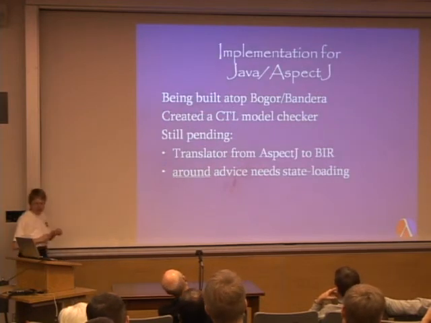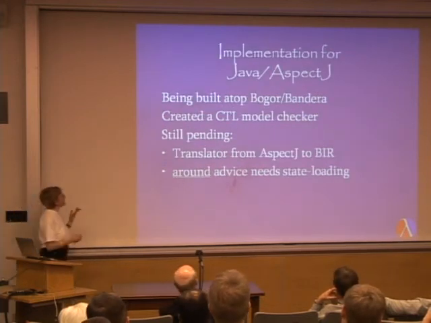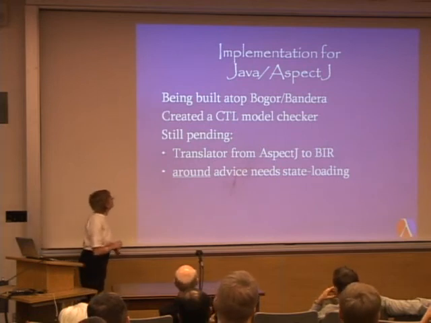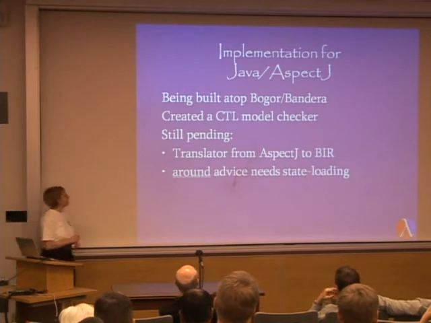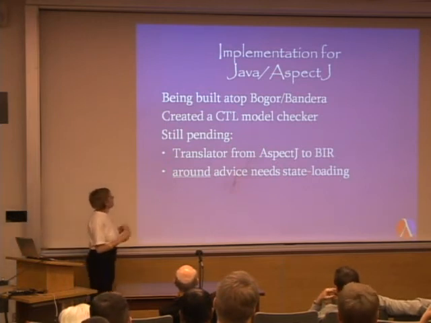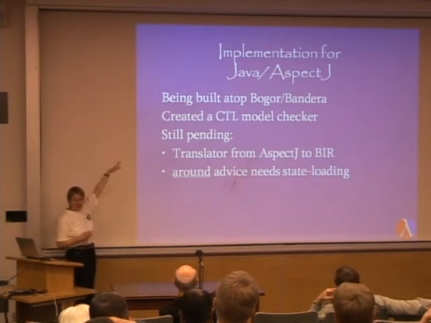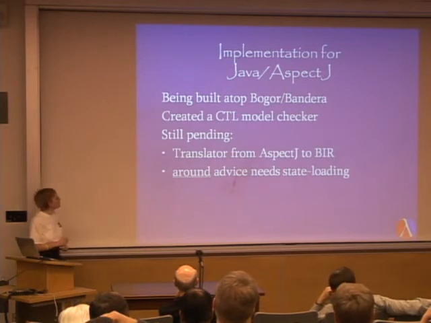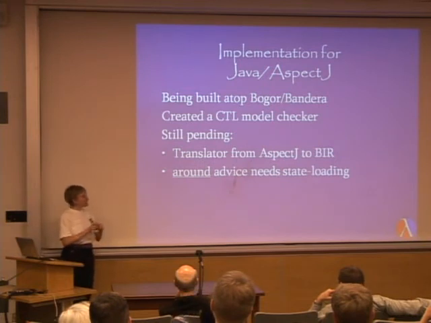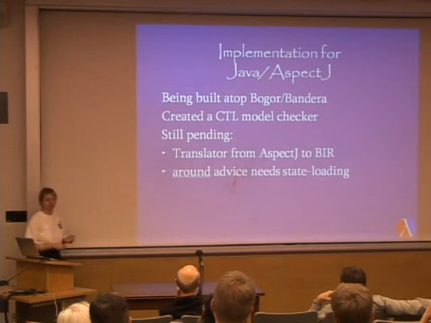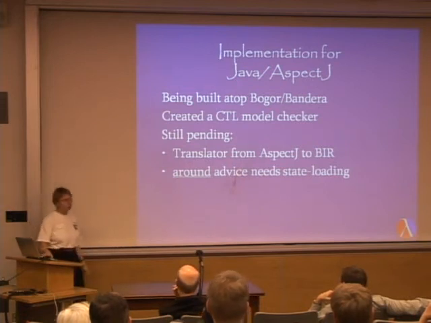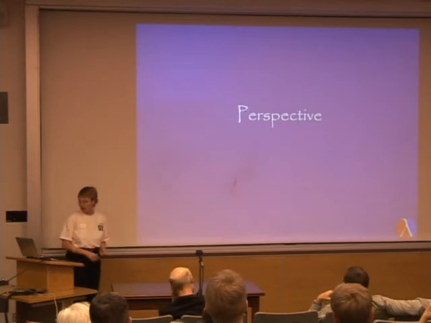We're working on an implementation of this for Java and AspectJ in particular. We're building it on top of a well-known model checking framework for Java called Bogor Bandera. We had to build a model checker for this framework. It didn't have all the pieces we needed. So we're working on the translators that we need to feed AspectJ into this tool as opposed to just Java, which is what it was built for. And there are some other technical things we're working on. But we are building a tool that would actually do this for AspectJ programs.